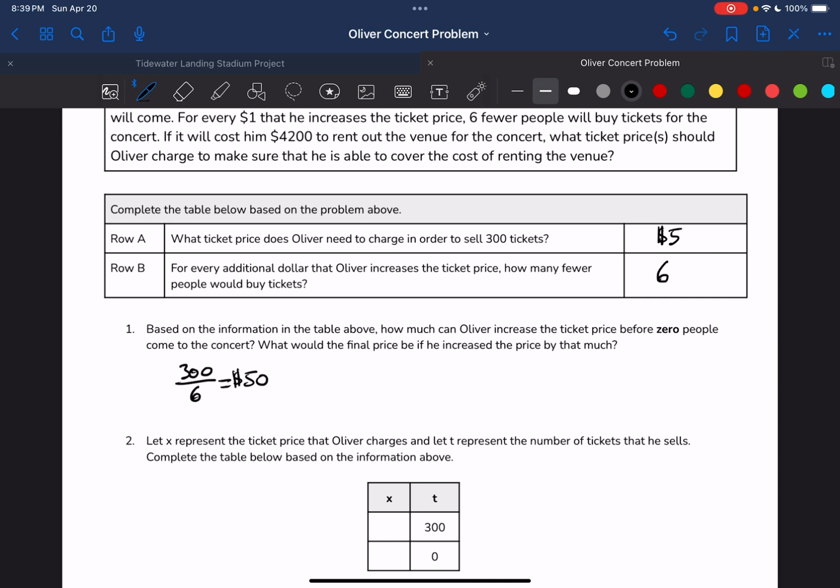If he was originally charging $5 and he increased it by $50, then the new ticket price is $55. All right, so we know he has to increase the ticket price by $50. It started at 5, so if he charges $55, then 0 people will come.